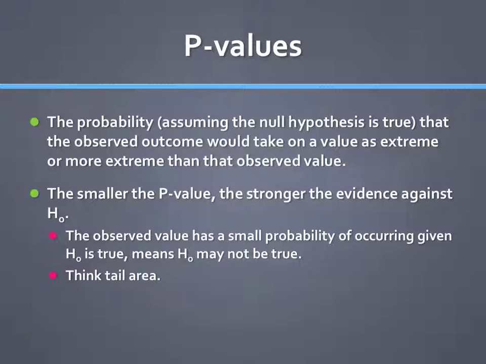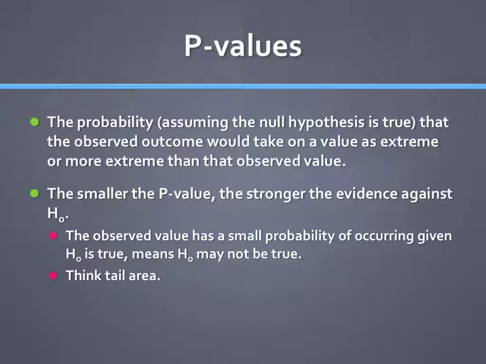You're going to know in which direction to shade underneath the curve based on the alternative hypothesis. So if it's less than, you'll shade below the curve. If it's greater than, you'll shade above. Not equal to is a different scenario, and I'll get to that in a future slide here. The smaller the p-value, the stronger the evidence is going to be against the null hypothesis. So let's think back to our soda can example.